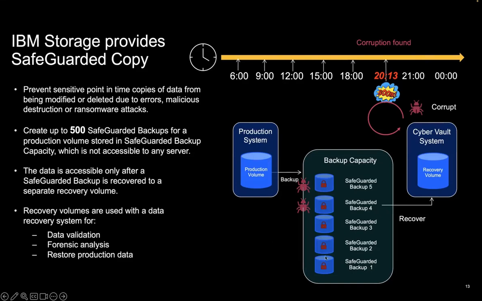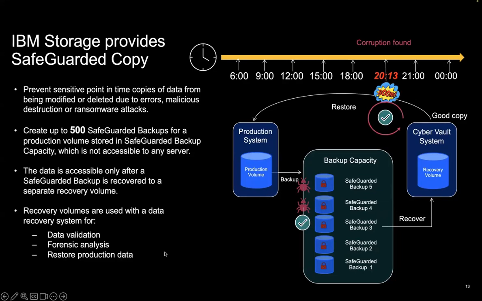Sorry about that. And so at any one of these copies, you could bring over to the recovery volumes to test. And then if there is a problem, you could restore the full system back to production, or if there's a surgical recovery process, just a few objects, you could recover them over to your Cyber Vault system and copy them back to production.